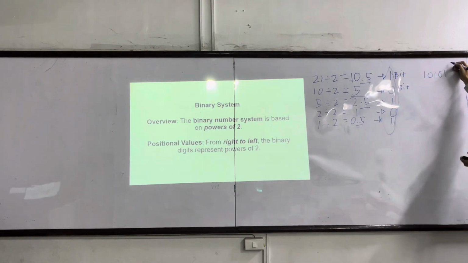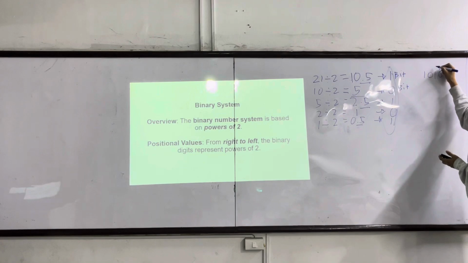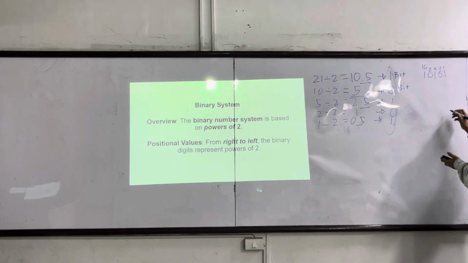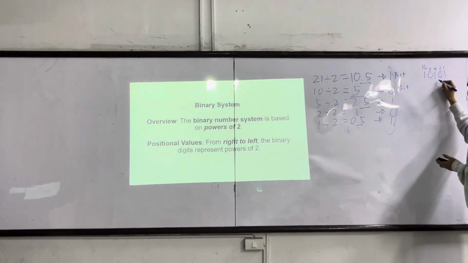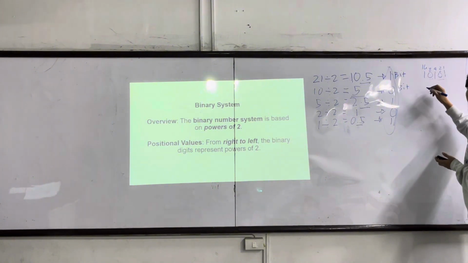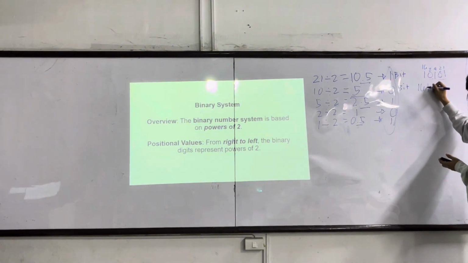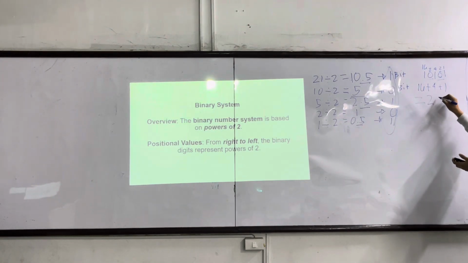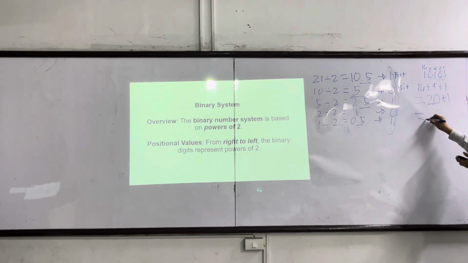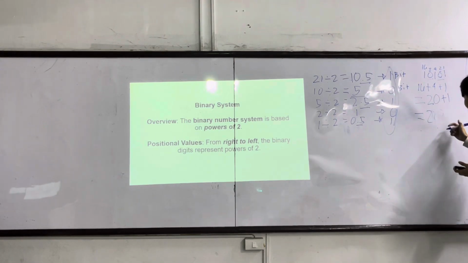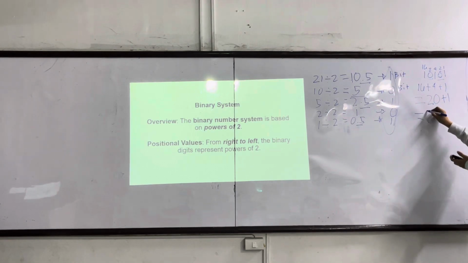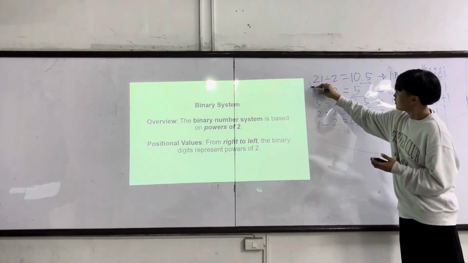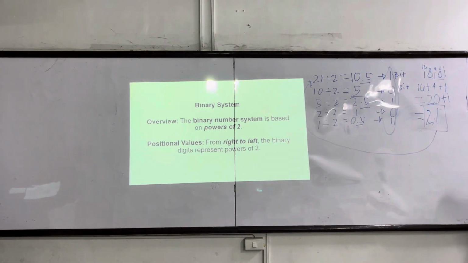Now we do the checking: 1, 2, 4, 8, 16. If its value is 0, we don't add it. Simply 16 plus 4 plus 1 equals 20, plus 1 equals 21. That's it.